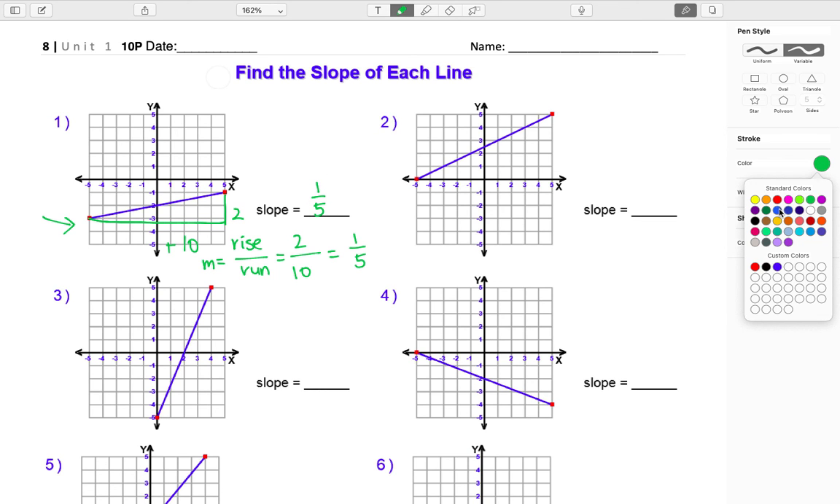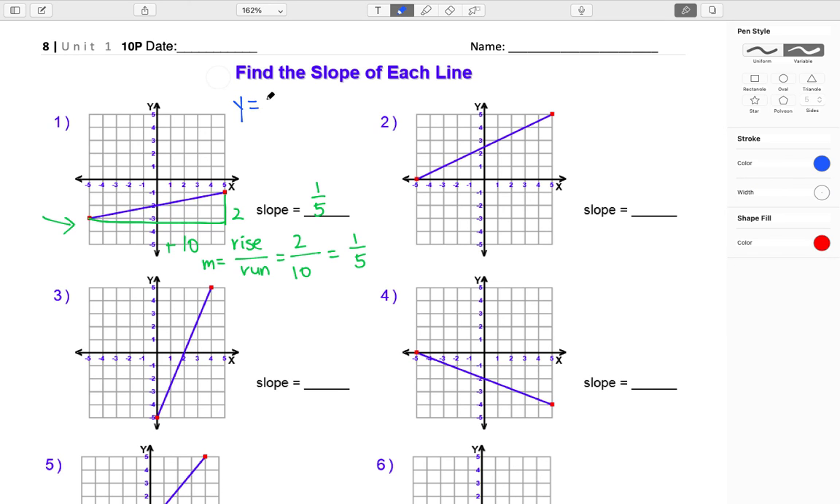And if you have to write down the equation, remember this equation is y = mx + b. In this case, look at your y-intercept. It looks like my y-intercept is touching at -2, right? So therefore, let's put everything together. We have a slope, and we have a y-intercept at -2, so y = 1/5 x - 2.